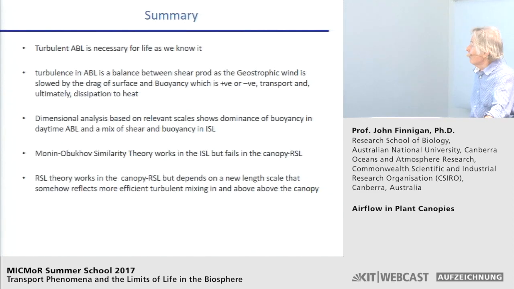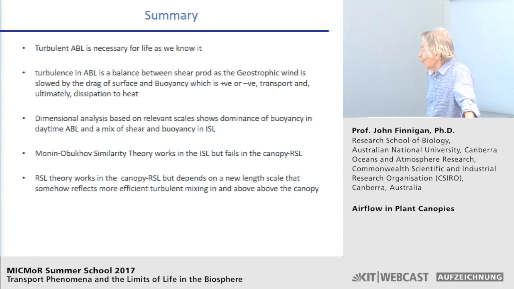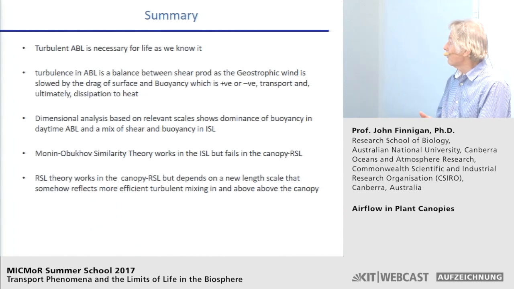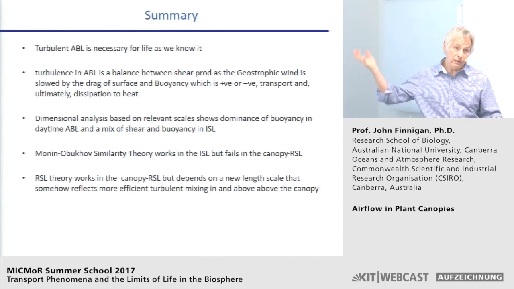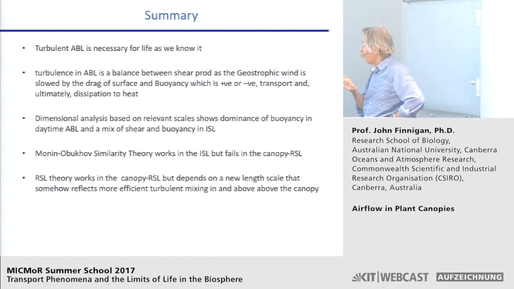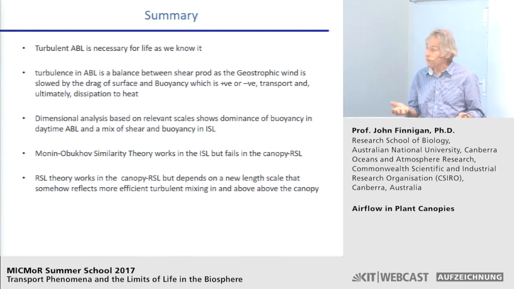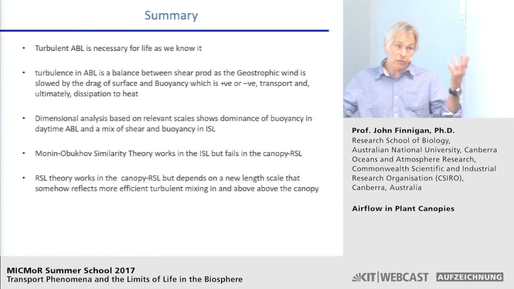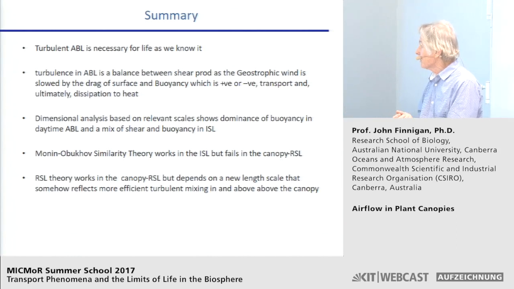So just summarising all of that: turbulence in atmospheric boundary layers is necessary for life as we know it. The turbulence is a balance between shear production, as the geostrophic wind, flowing from high to low pressure regions around the planet, is slowed by the drag of the surface, and buoyancy, which is positive when the sun's warming the ground and negative when the ground's radiating its heat away at night. And ultimately, it all ends up as heat.